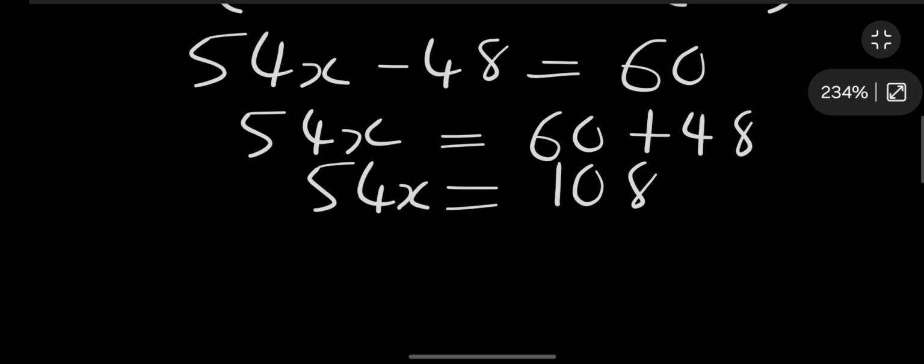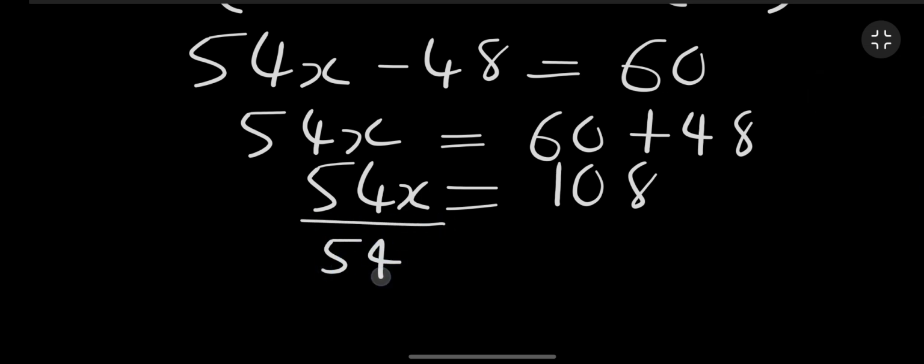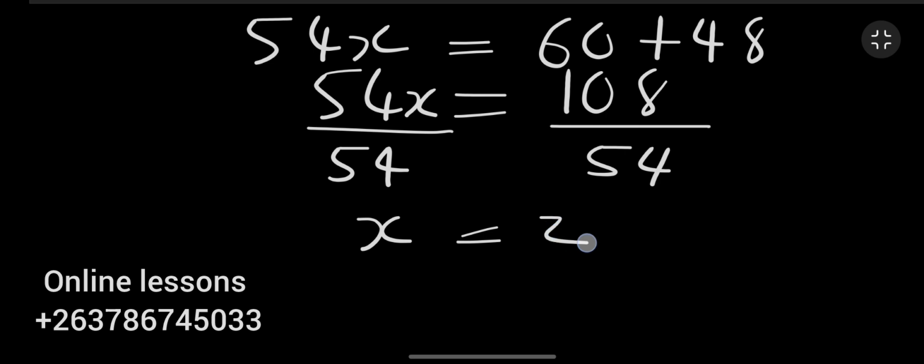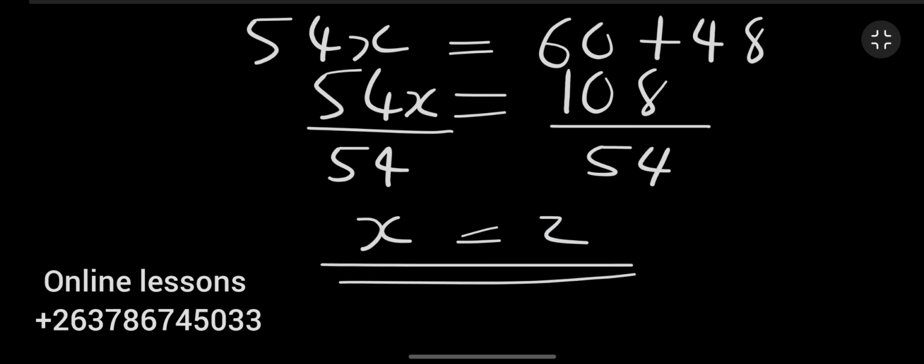And remember, we want to make x the subject of the formula. So we're going to divide both sides by 54. So 54 into 108, x is going to be 2. So the value of x is going to be 2.